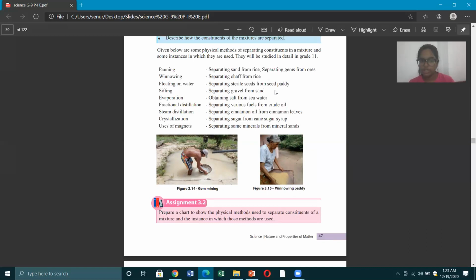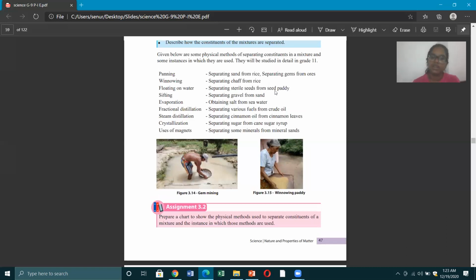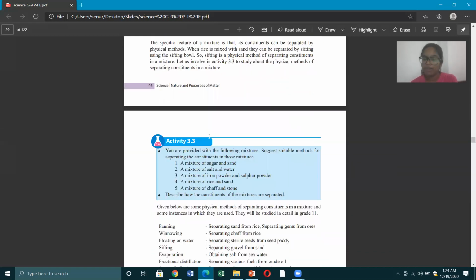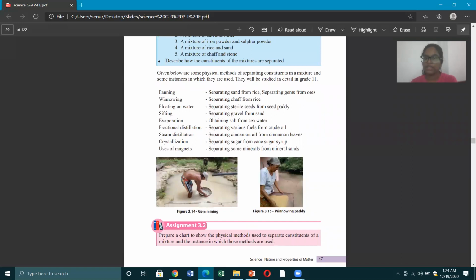And then you have fractional distillation. And what is the function? What is the use of it? You can separate the fuels from crude oil. Then crude oil අපිට තියෙනවා constituents කතා වුණානේ මෙතන. Diesel, petrol, kerosene, tar ඒවා එක එක වෙන separate කර ගන්න පුළුවන් using fractional distillation.